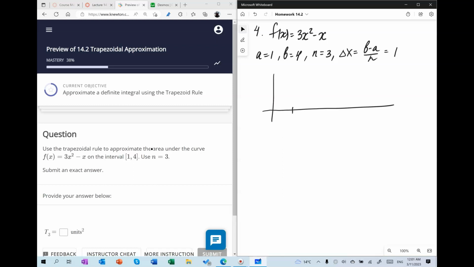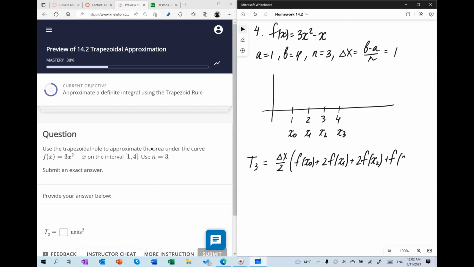So we have from 1, we're going to go to 2, to 3, to 4. And this is going to be my x0, x1, x2, x3. And T3 will be delta x over 2, f of x0 plus 2 f of x1 plus 2 f of x2 plus f of x3, and I'm going to use Desmos.